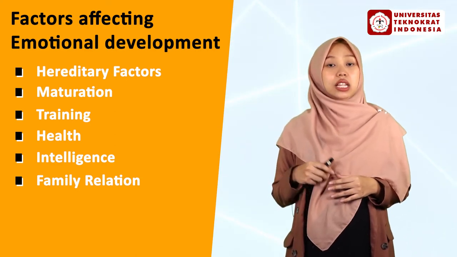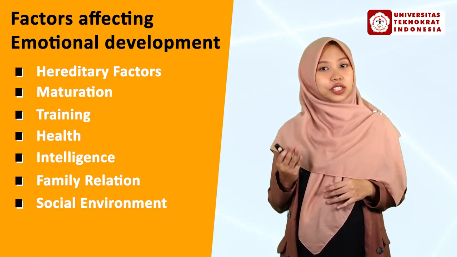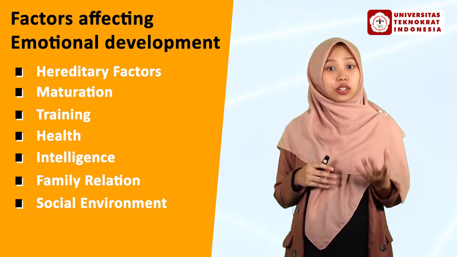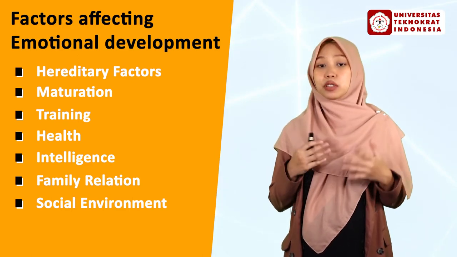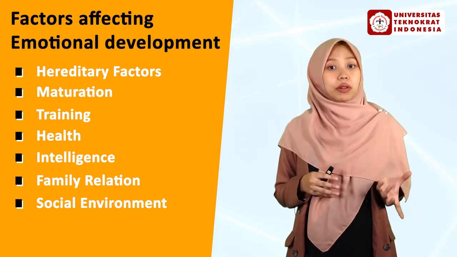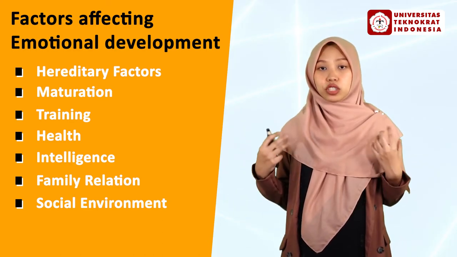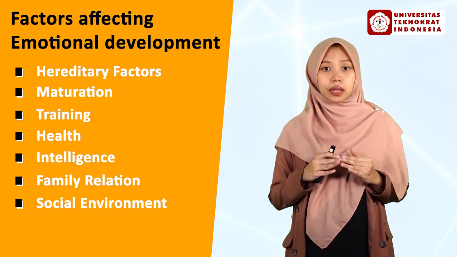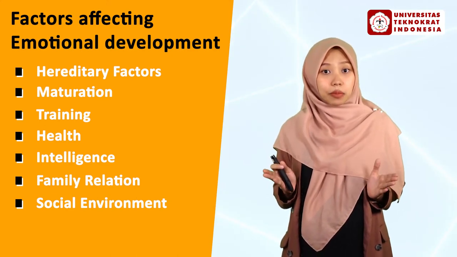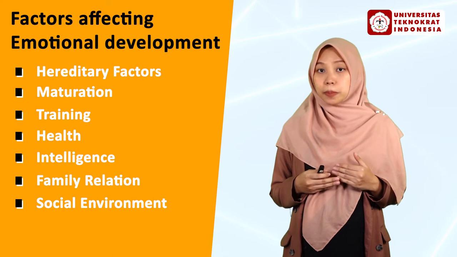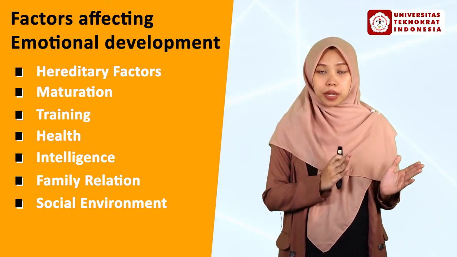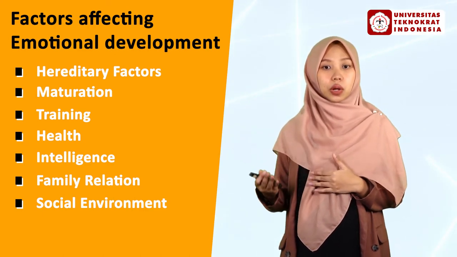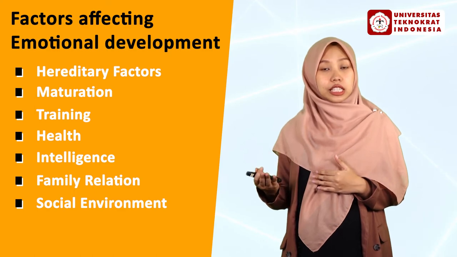Number 7 is social environment. Just like family, neighborhood, school, and society members exert influence on the emotional development of the child. If the environment of the society is tense and emotionally charged, the child will also become emotionally unstable. If people around are emotionally stable, they express their emotions in a socially approved way. If people have control over their emotions, the child also imitates and follows the same patterns.